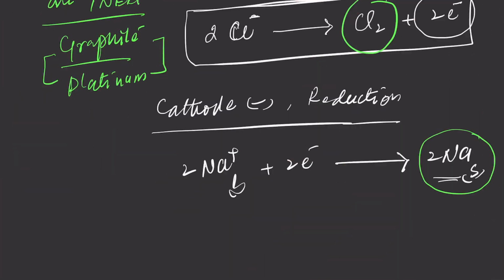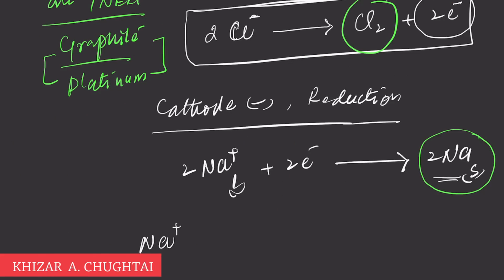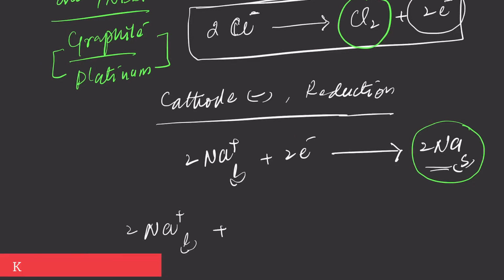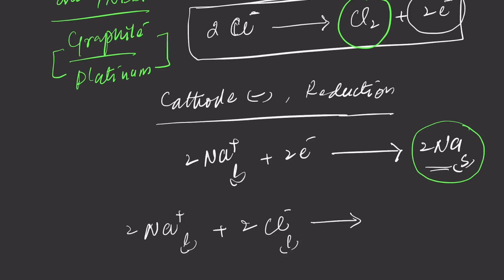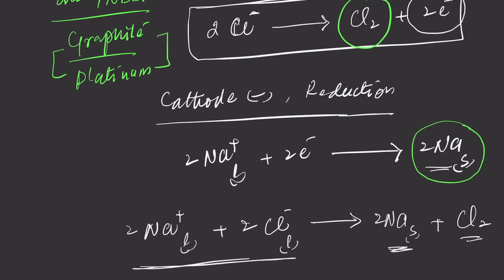The overall reaction will be: 2 moles of sodium positive liquid ions and 2 moles of Cl negative liquid ions meet together to make 2 moles of sodium solid and 1 mole of chlorine gas. So ions are changed into pure elements with the help of electrolysis. This is the electrolysis of a molten electrolyte.